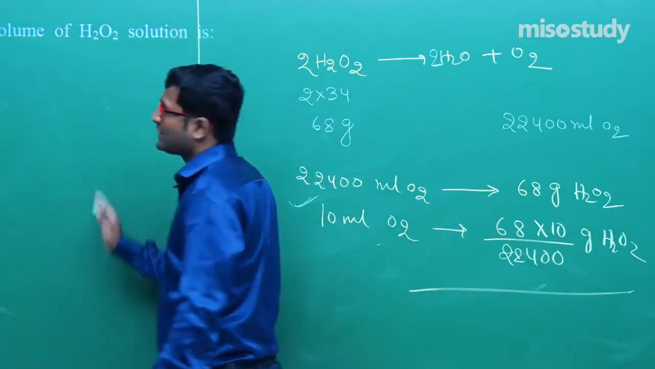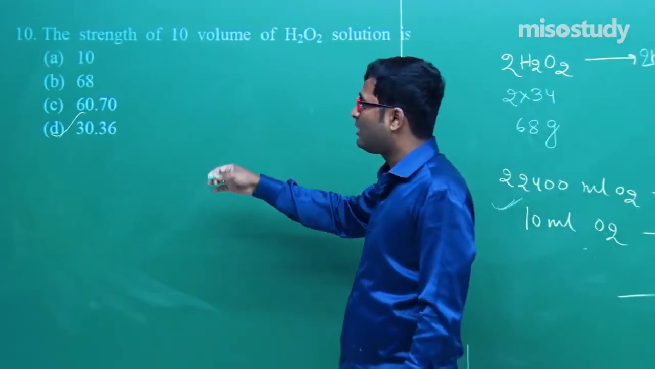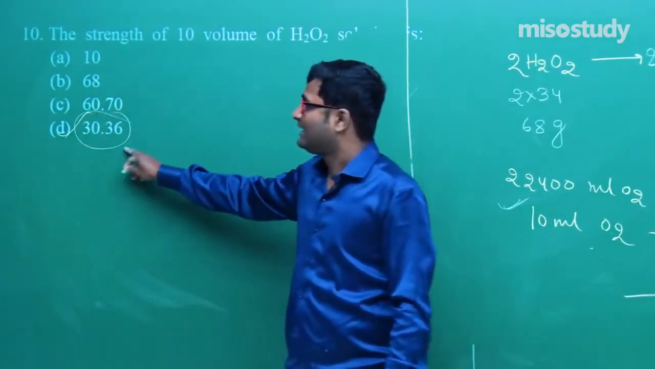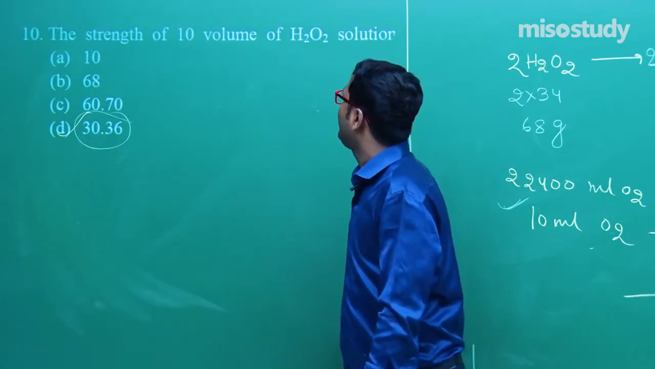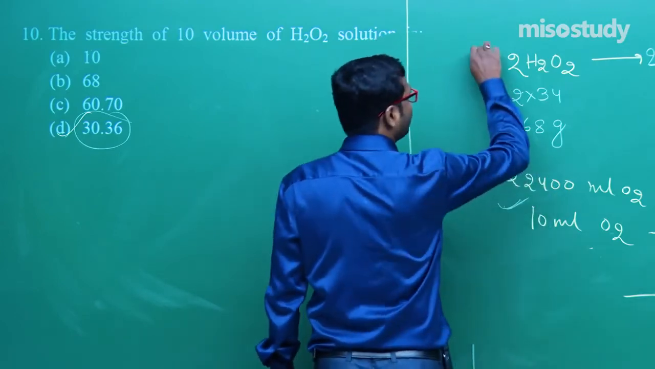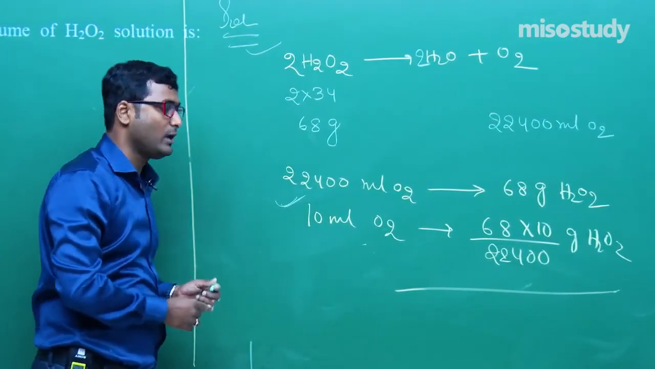So this is a theory based question. You do not need to calculate, you do not need to waste time. That is the option, the standard one, 30.36. So the strength of 10 volume of H2O2 is 30 points. If you do not know, then check out this calculation. It's so easy.